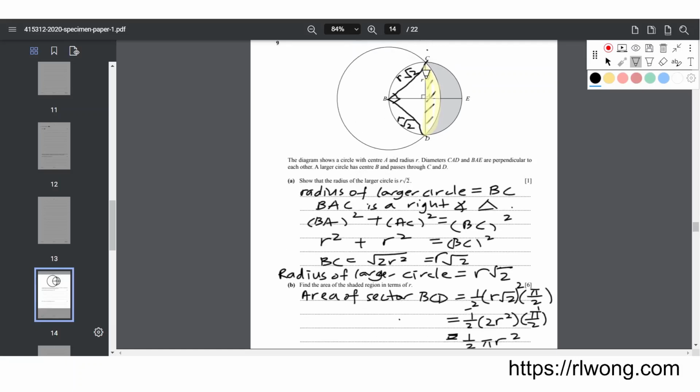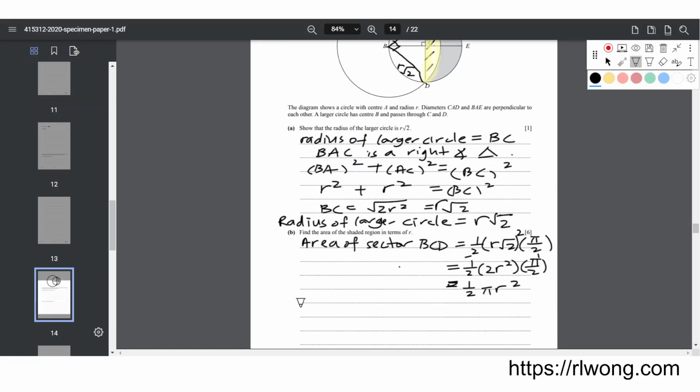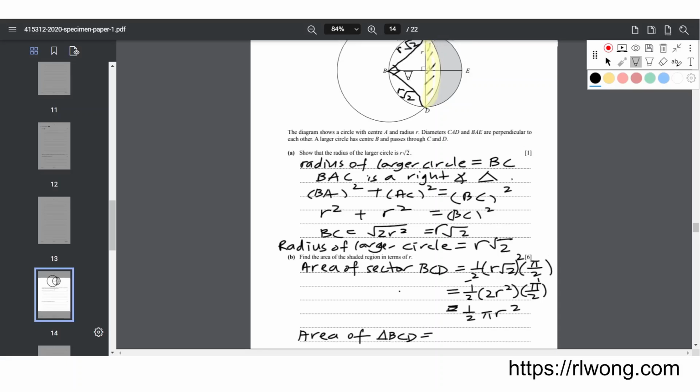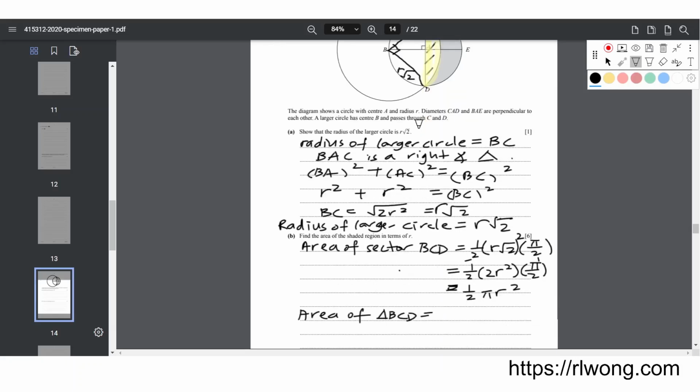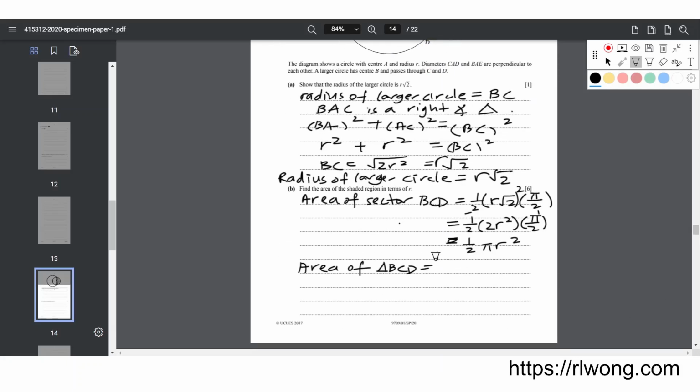Okay, so the area of this sector here, BCD, is half pi r squared. Next, I want to find the area of triangle BCD. Because I have a right angle here, I know that I can use this as a base and this as my height. So half base times height. So it is half times 2r squared, so it's equal to r squared, right?